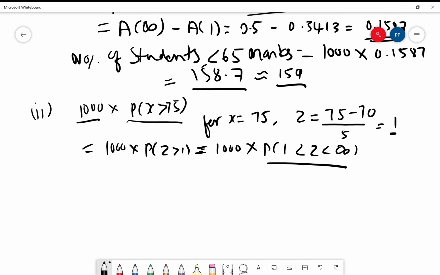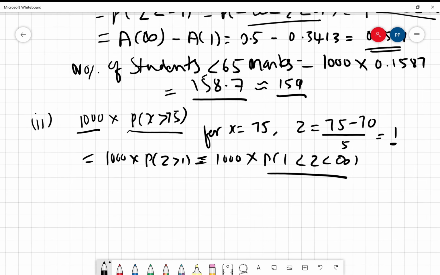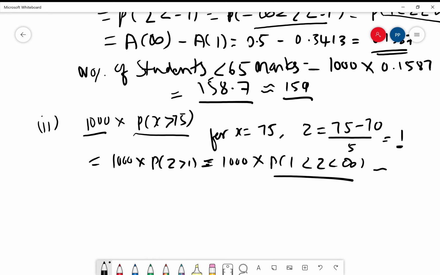See, this is exactly the same as the previous case. So multiply by 1000, you are going to get the same answer. So I won't repeat because you're getting the same answer. So I can write directly: approximately 159 students scored greater than 75.